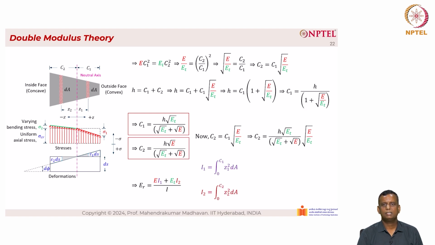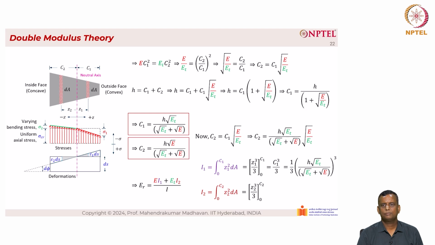So I1 is given as integral of 0 to C1 Z1 square into dA, and I2 is given as integral of 0 to C2 Z2 square into dA. So the first integral gives Z1 cube by 3, the lower limit is 0, the upper limit is C1, which gives the value C1 cube by 3, that is equal to 1 by 3 into H into root of E sub t divided by root of E sub t plus root of E the whole cube.